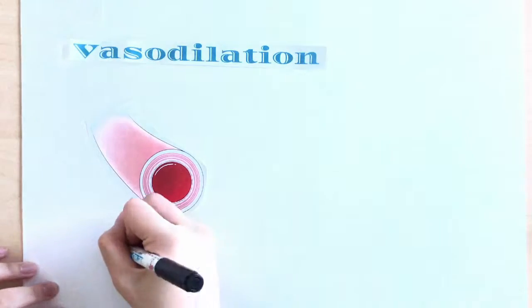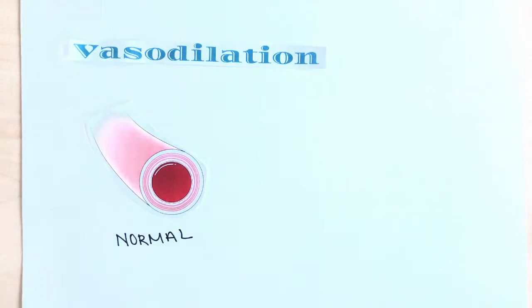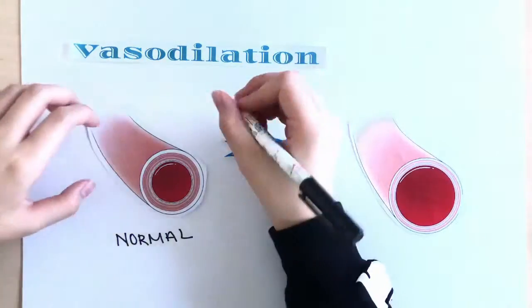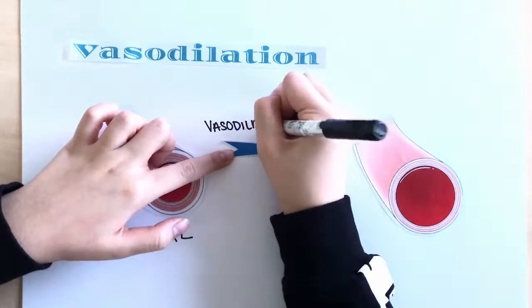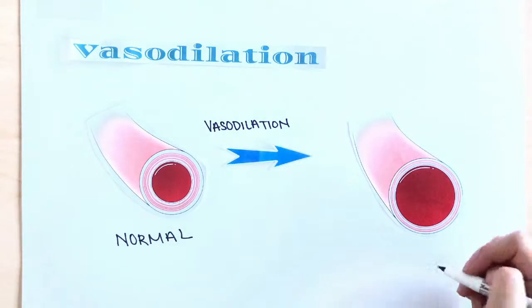Vasodilation is a response that brings more blood to the damaged area. As you can see, the normal vessels look like this. When vasodilation occurs, it will look like this.